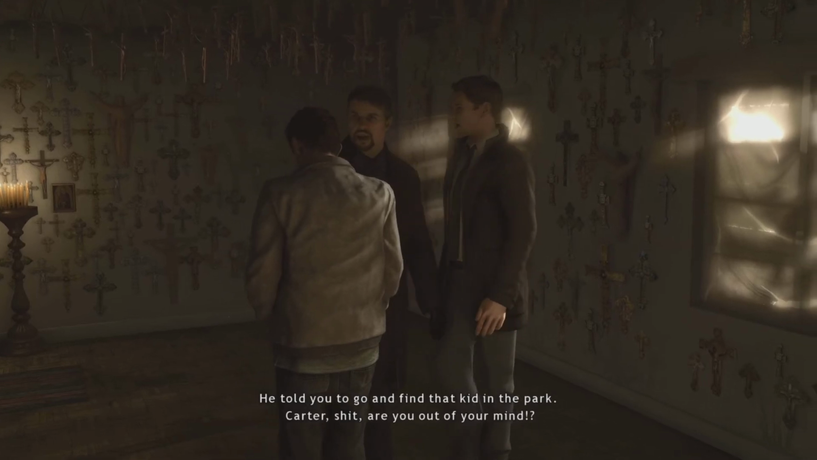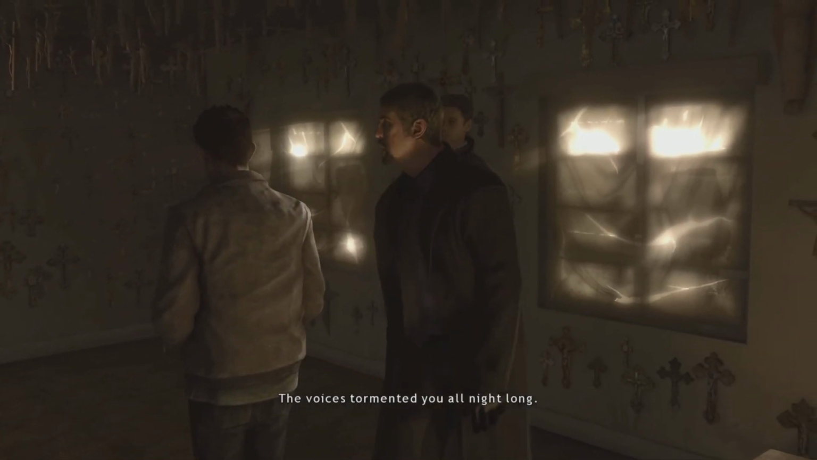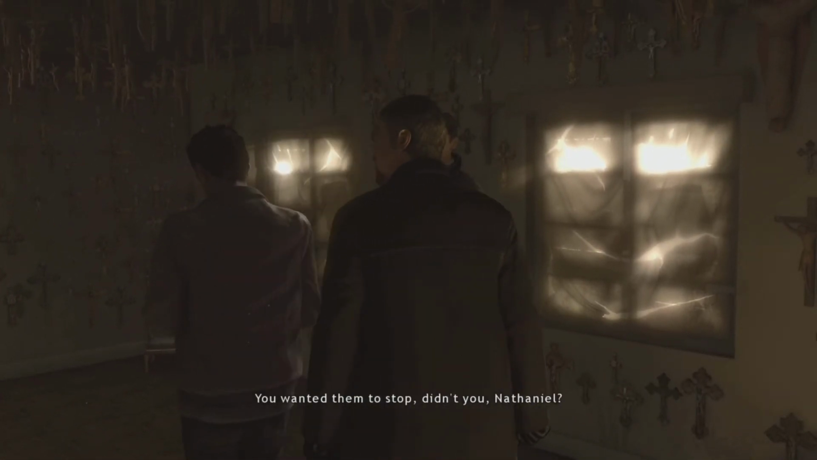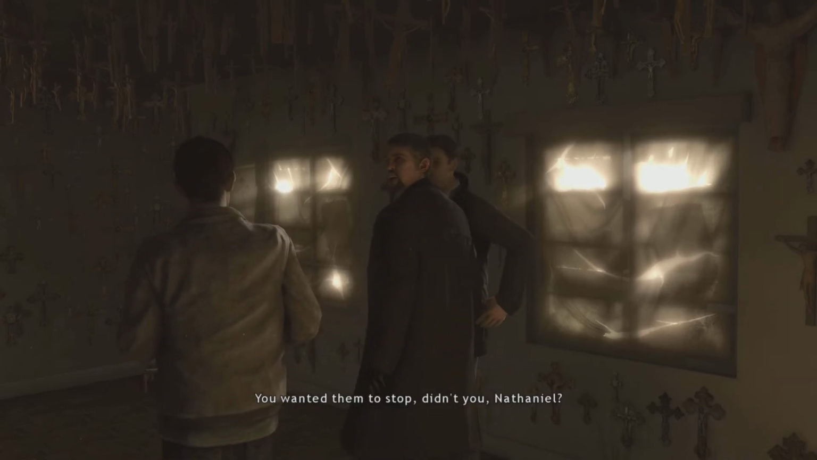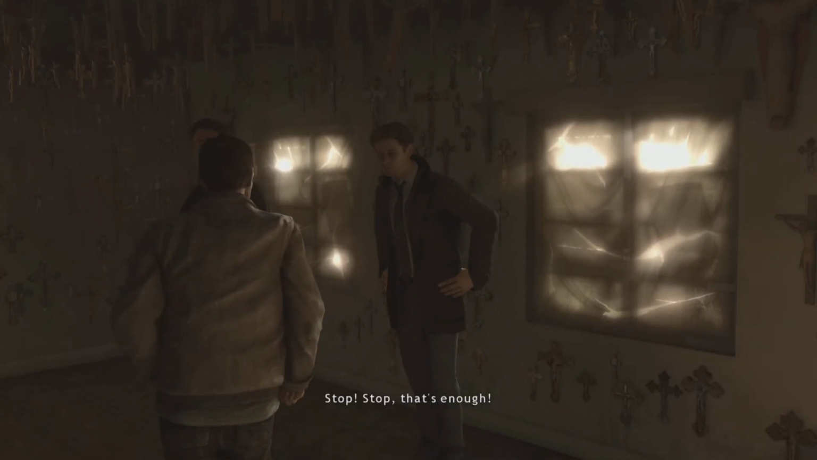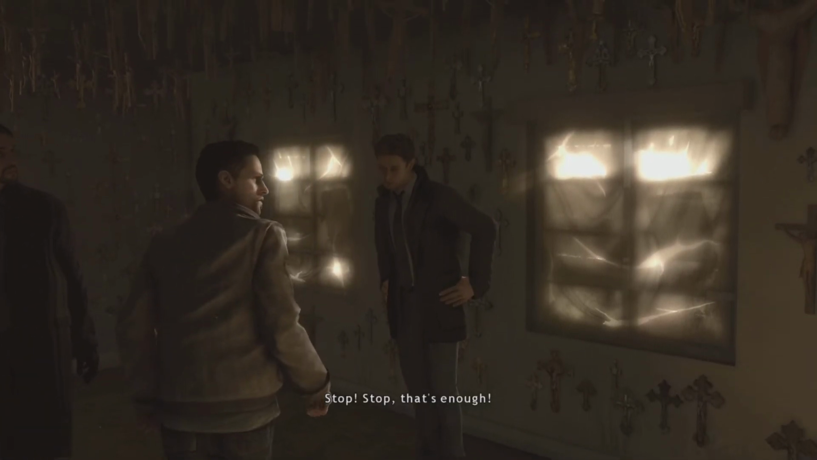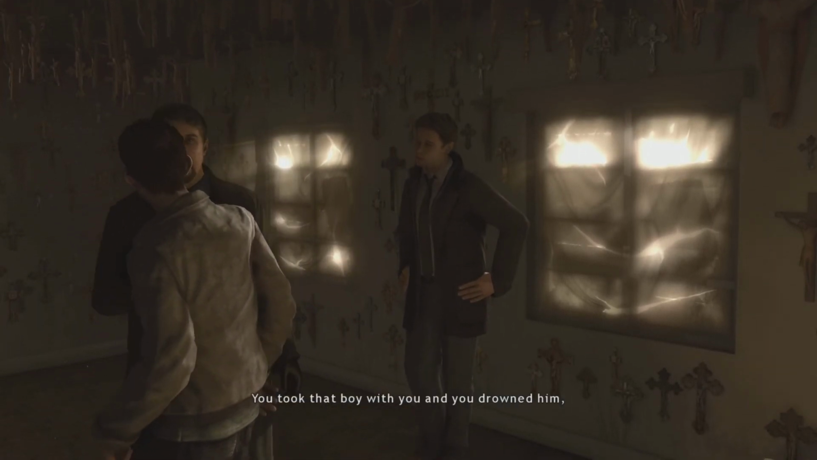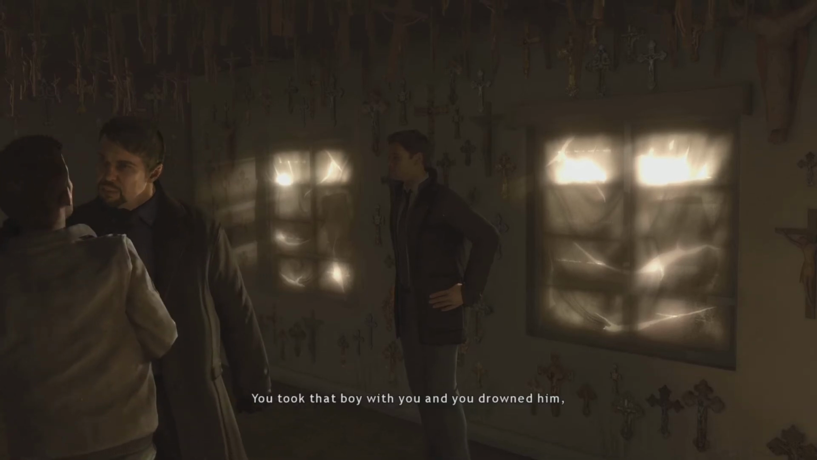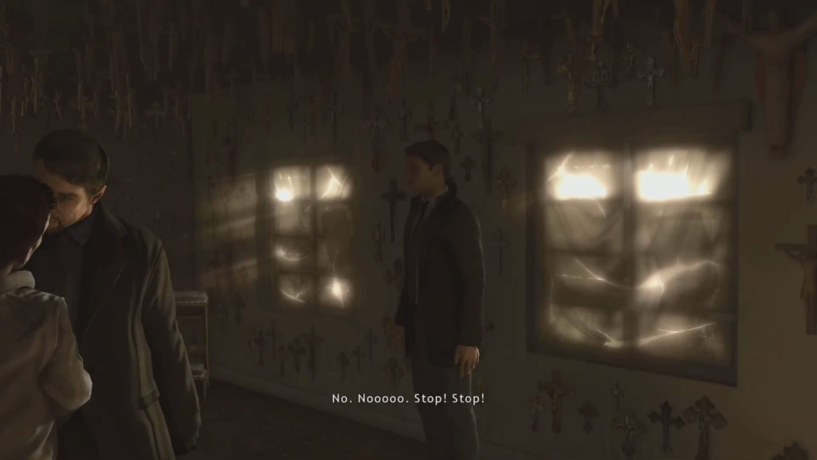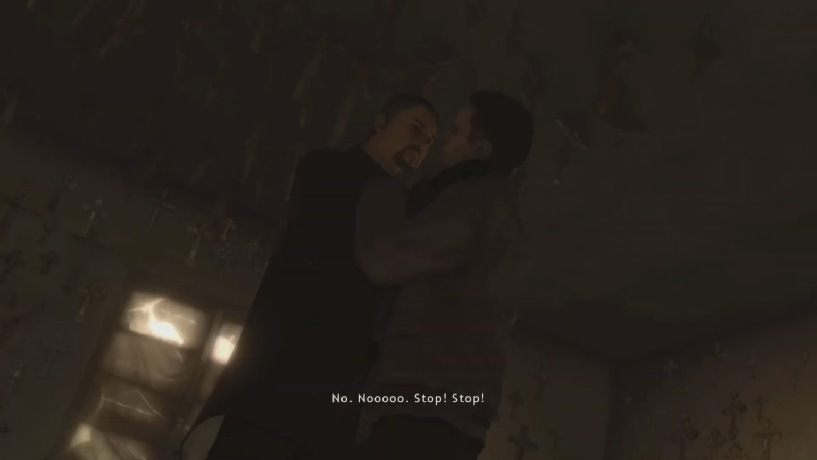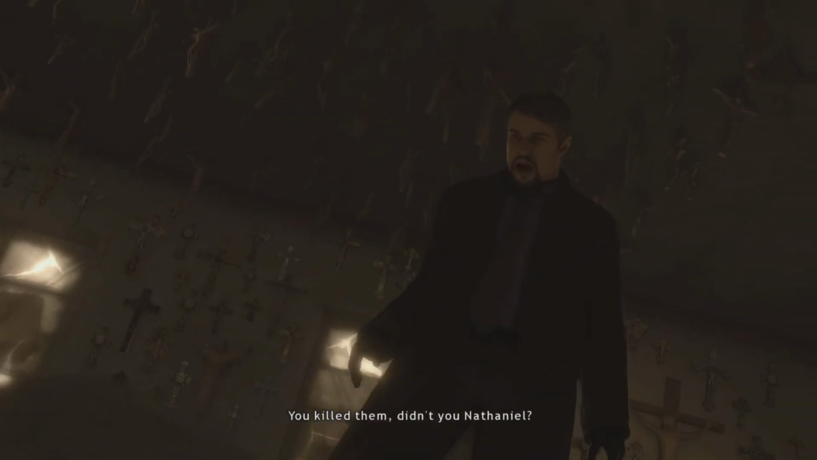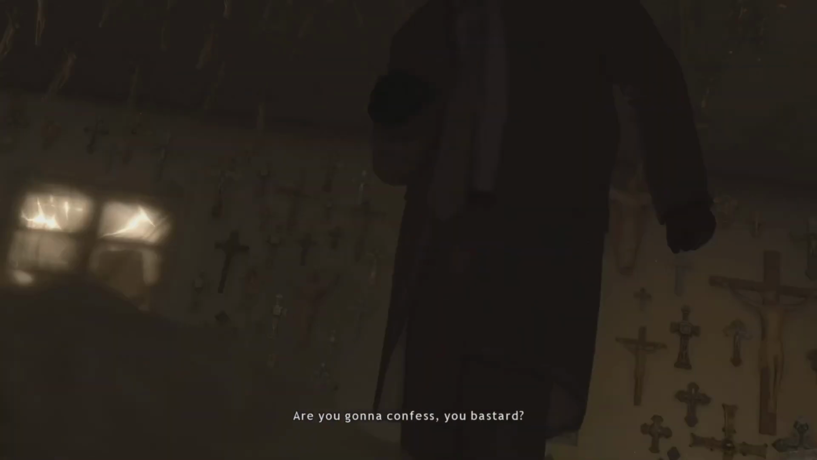He told you to go and find that kid in the park. Are you out of your mind? The voices tormented you all night long. You wanted them to stop, didn't you, Nathaniel? Stop. Stop! That's enough! So you obeyed them, to make them stop. You took that boy with you and you drowned him. Isn't that right? No! No! Stop! You killed them, didn't you, Nathaniel? Are you gonna confess, you bastard?